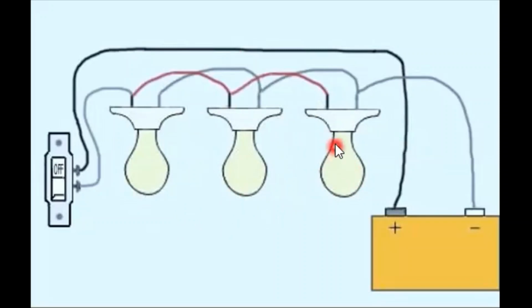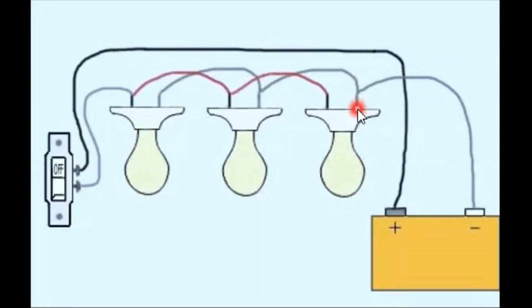like here, we can see that each bulb has two wires, the phase wire and the neutral wire. So we will connect the phase wire of one bulb, like here, with the phase wire of the second bulb, and the phase wire of the second bulb will be connected with the phase wire of the third bulb. Same case for the neutral wire.